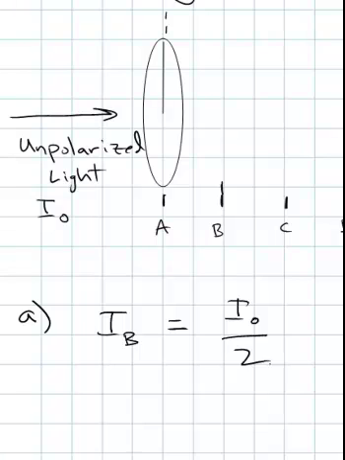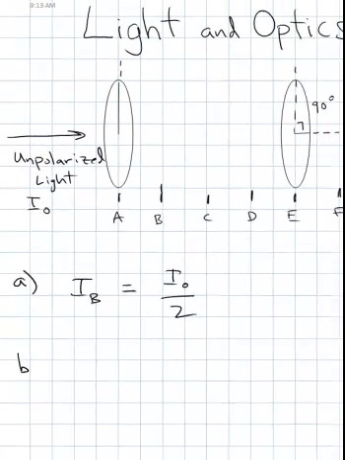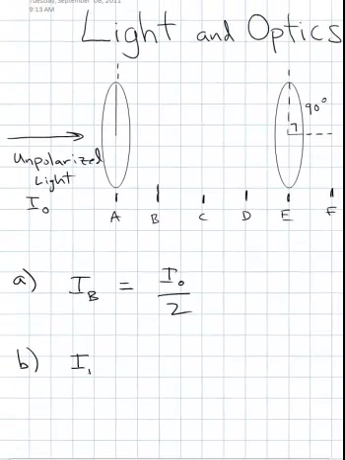Now we want to know what's the intensity at point F. Well, let's take a look. What do we expect it to be? You expect it to be 0 because you've polarized the light coming in vertically, and now you have a horizontal filter. Nothing is going to get through that filter. But let's look at the numbers and make sure it works out that way.